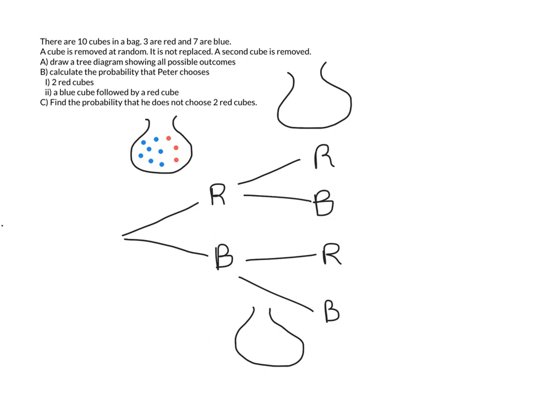There are 10 cubes in a bag. 3 are red and 7 are blue. I'll put these in the first bag here. A cube is removed at random. It is not replaced. That's key. Not replaced.